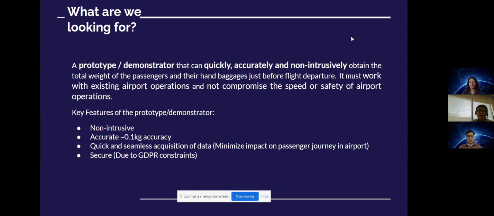We want something which is non-intrusive. Why non-intrusive? Because we want to have the willingness from the passengers themselves to have their weight acquired. We want the weight data to be accurate because, as dictated by National Aviation Authority rules, accuracy of weight needs to be at 0.1 kilogram accuracy. We want it to be quick and seamless, so that it is not a deterrent to passengers when they weigh themselves. And of course, it needs to be secure because weight data itself is privacy data.